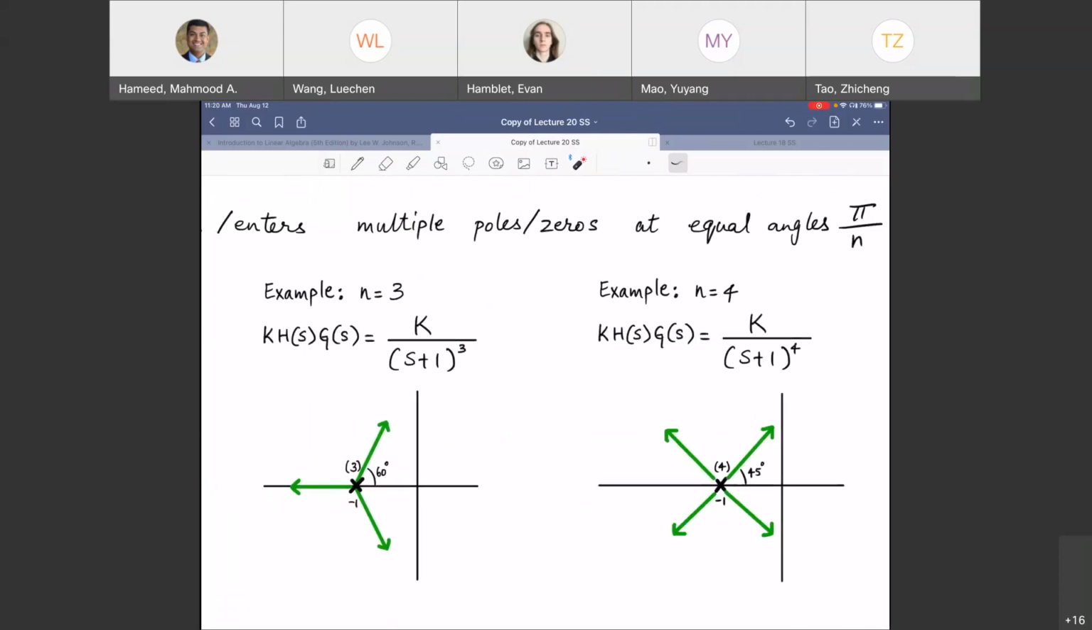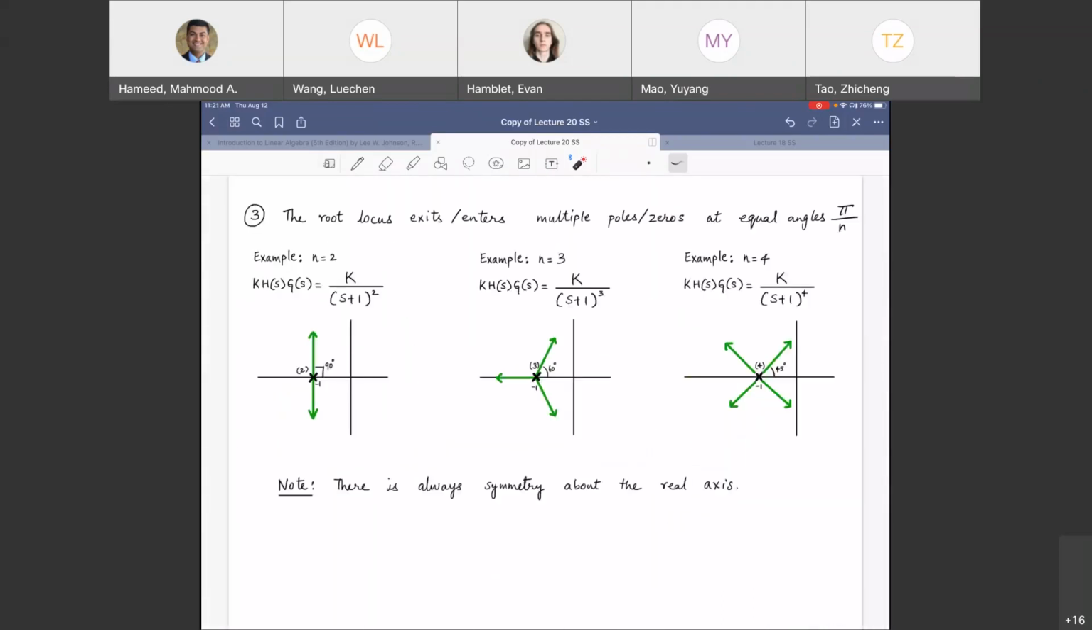It has to start at a pole, and it has to exit out of a pole. Now, because there are 4 poles, you need to draw 4 lines out. And now we know the angles at which they go out. It's going to be pi over 4. So it depends on the number of poles. They are split in equal angles. Again, no proof over here, but a rule that determines the root locus.